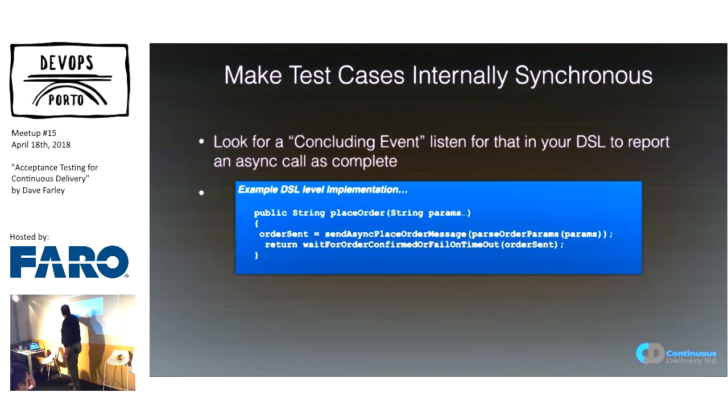So we've got a place order method. That's an instruction. So the test cases would always just talk about placing orders, or whatever. That's the level of abstraction that they would always operate at. We're going to send an asynchronous place order message, and we're going to parse that and get from the parameters that we're given. And we're going to wait for an order confirmation, or we're going to fail with the timeout. We're going to build that in. So think about that as well.